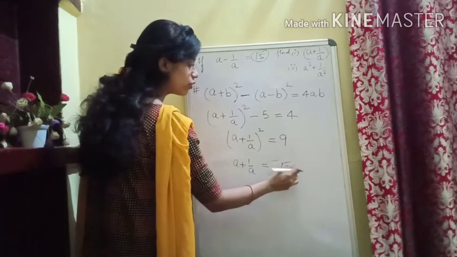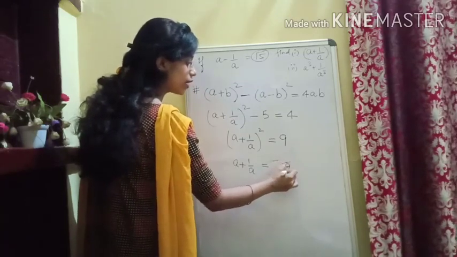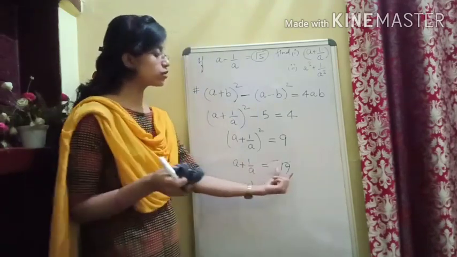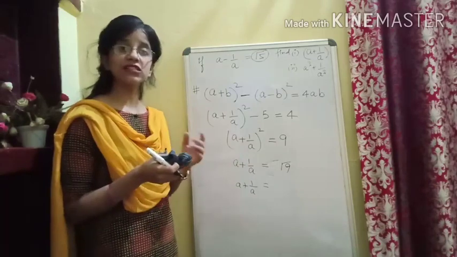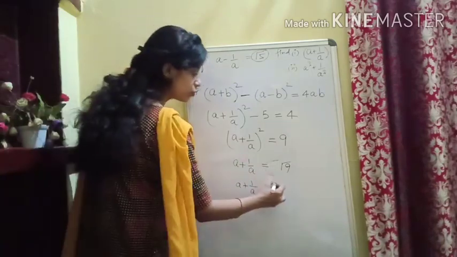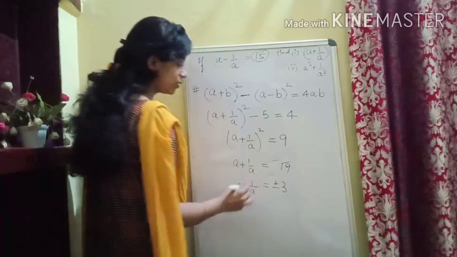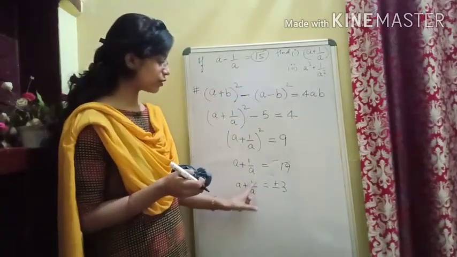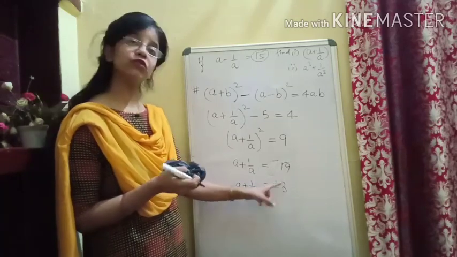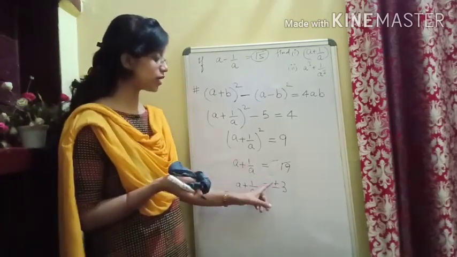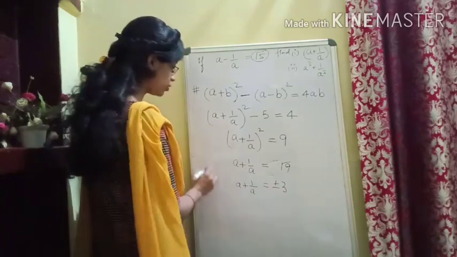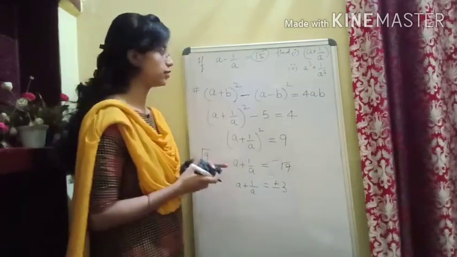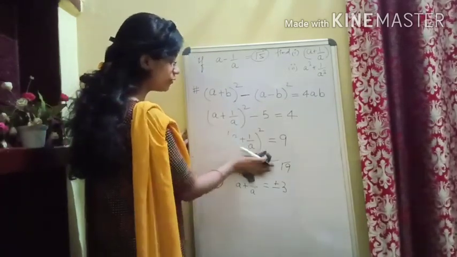it will be a plus 1 upon a equals, that means, square root of 9. So a plus 1 upon a equals, what is the square root of 9? Is it only 3 or is it plus minus 3? We have learned this. It will be plus minus 3. So first we have calculated that a plus 1 upon a could be plus 3 or minus 3, because we know that the square root of 9 could be plus 3 or minus 3. Okay, so this is the term we have calculated.